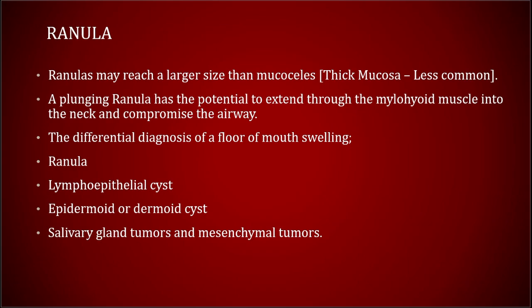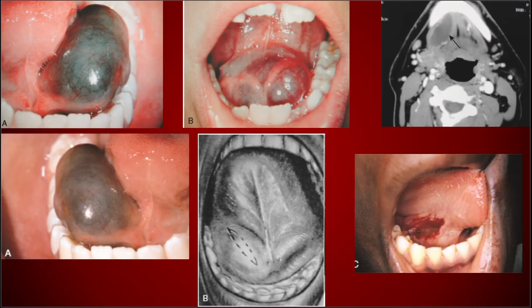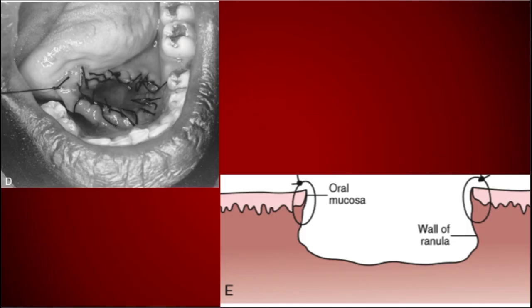Now, the differential diagnosis of floor of the mouth swelling usually includes ranula, lymphoepithelial cysts, epidermoid or dermoid cysts, and tumors. And the management usually for them is to remove the ranula with the sublingual gland. Some studies have talked about marsupialization, but it does not eradicate it completely. There's a recurrence rate that comes back later on.